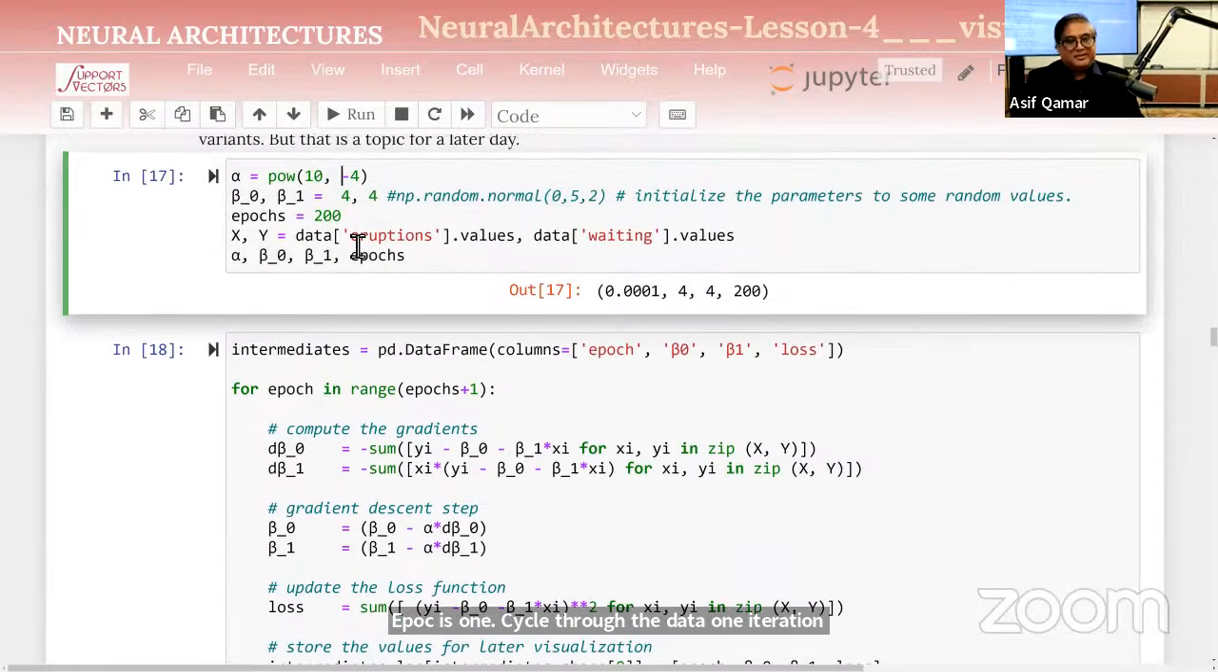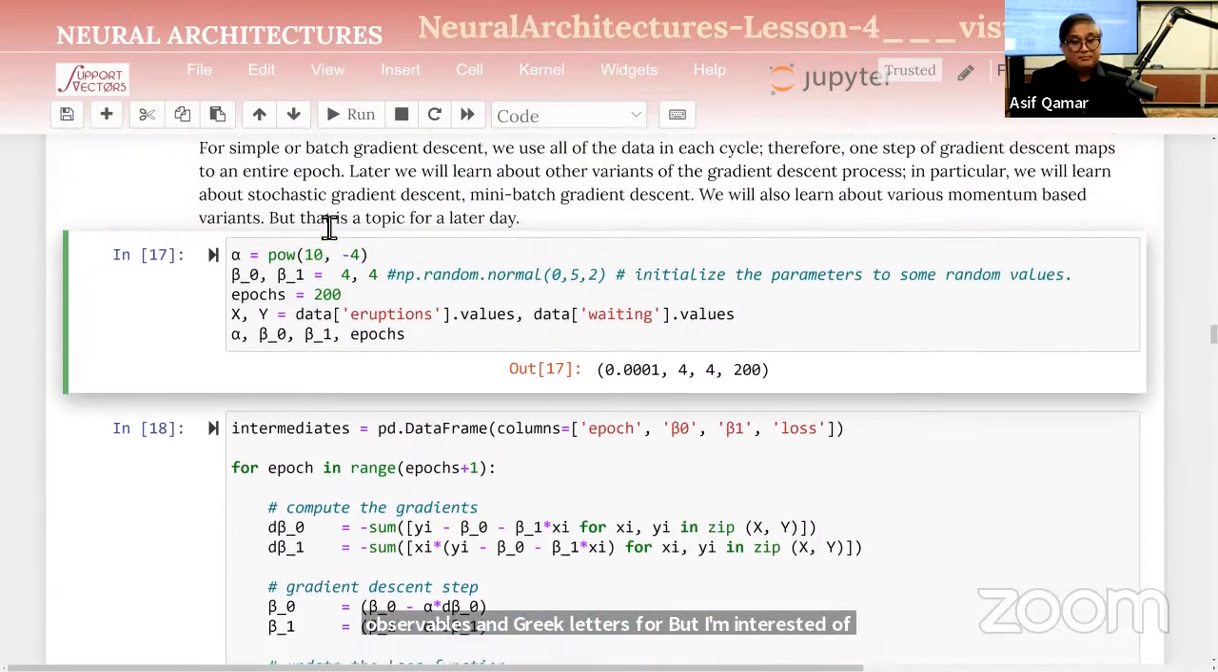And oh, by the way, do you notice what I'm doing? I'm using Roman letters in the code for data, for observables, and Greek letters for parameters of my hypothesis.